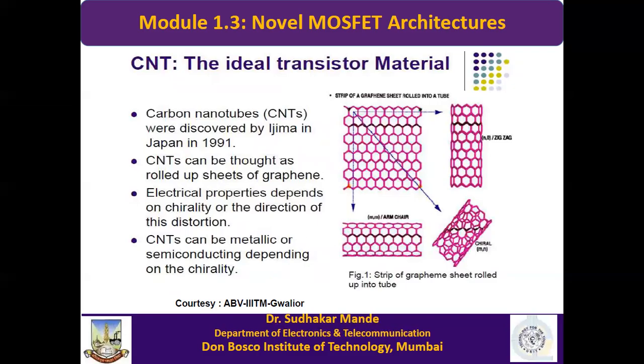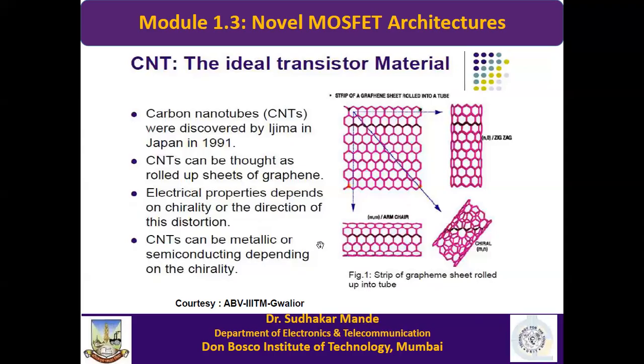Carbon nanotubes were discovered by Iijima in Japan in 1991. So CNT, carbon nanotube, is just thought of as rolled sheets of graphene material. We consider that as a 1D sheet, and it's rolled off. So it's just a rolled sheet here.